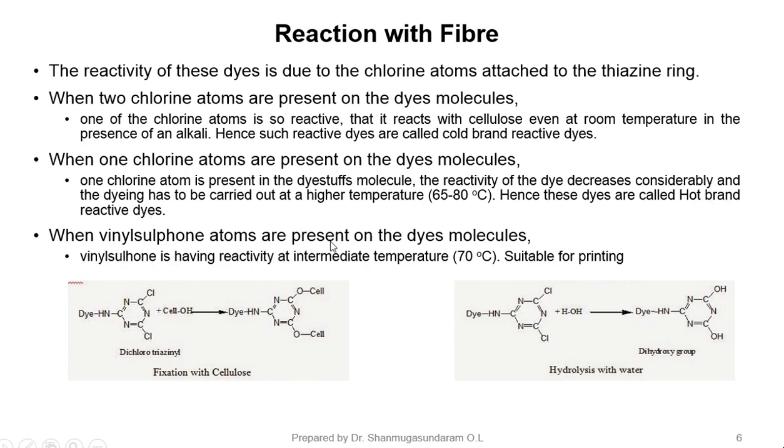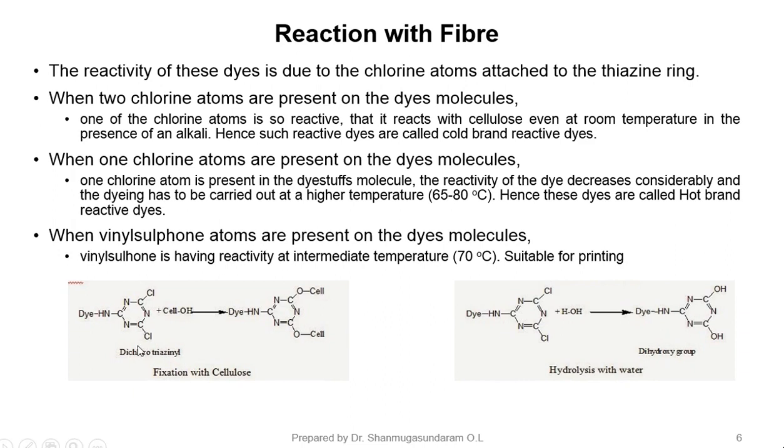When vinyl sulfone groups are present on the dye molecules, I already told you it has intermediate reactivity. That is, you have to maintain 70 degrees Celsius during the dyeing. So the temperature to be maintained is 70 degrees during the dyeing process. It has intermediate reactivity, so mostly this dye is suitable for the printing process, not for the dyeing process.